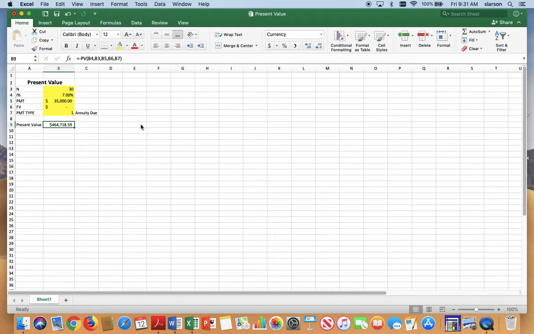So you could do a lot with this spreadsheet. You could value bonds. You can find the present value of single amounts. And you could find the present value of annuities, including ones that are ordinary annuity versus ones that are annuity due. So this concludes our spreadsheet on present value.